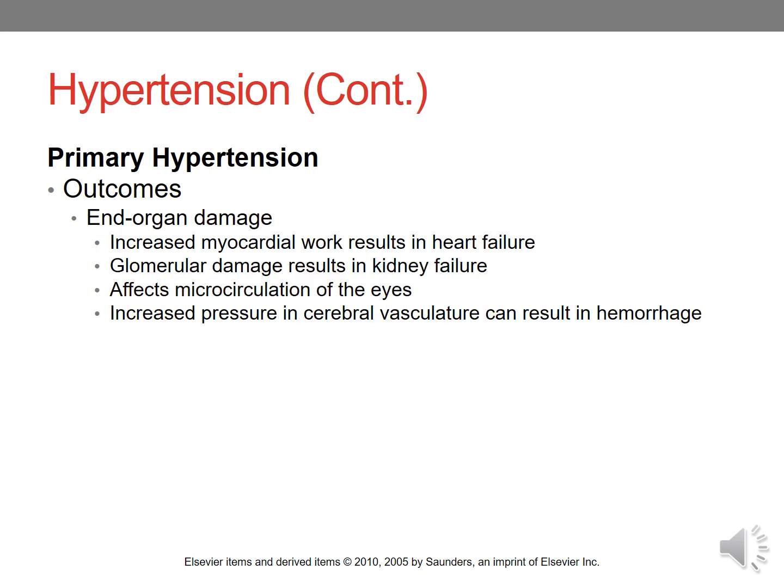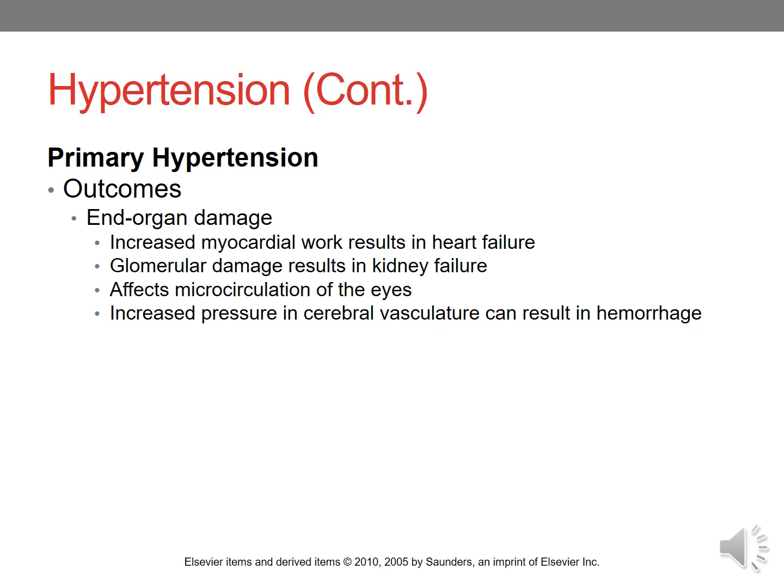Now, what we are concerned about, as we said earlier, is that these patients can have what is called end-organ damage. When we say end-organ damage, this increases the myocardial workload, which results in heart failure. We can have renal issues or renal failure because of glomerular damage. It can affect microcirculation of the eyes, increase pressure of the vasculature in the cerebrum, and result in hemorrhaging.